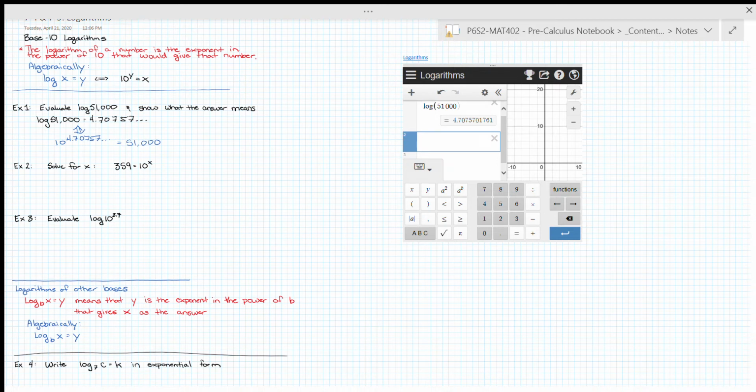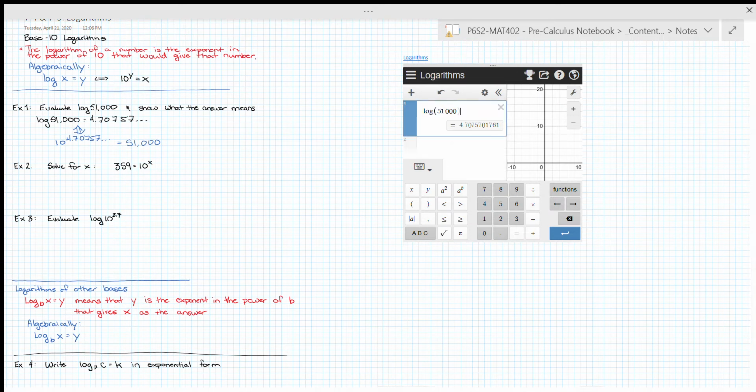And we can check that. I can do 10 to the power of 4.70757 and keep going. I get that 10 to that power gives me 51,000 as my answer.